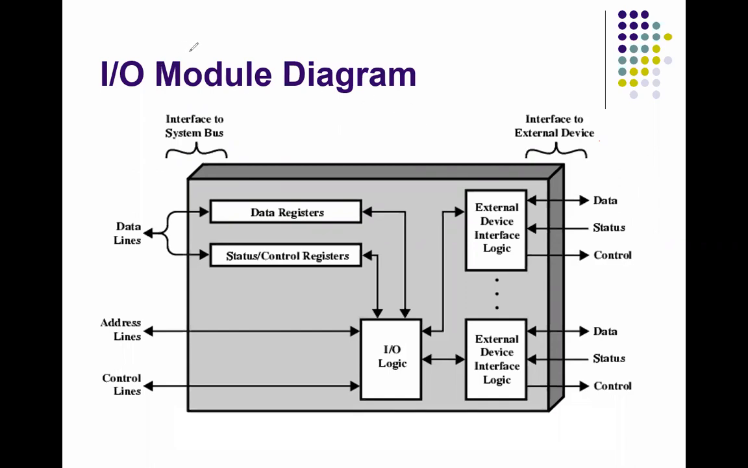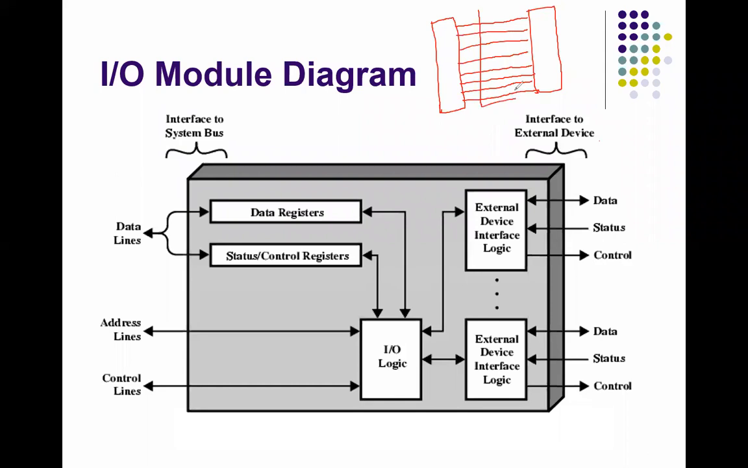Parallel data transfer means, for example, this is one device and this is another device. In parallel data transfer, if you are transferring 8-bit data, then for each bit there is a separate connection, and in this way you can transfer 8 bits at a time.